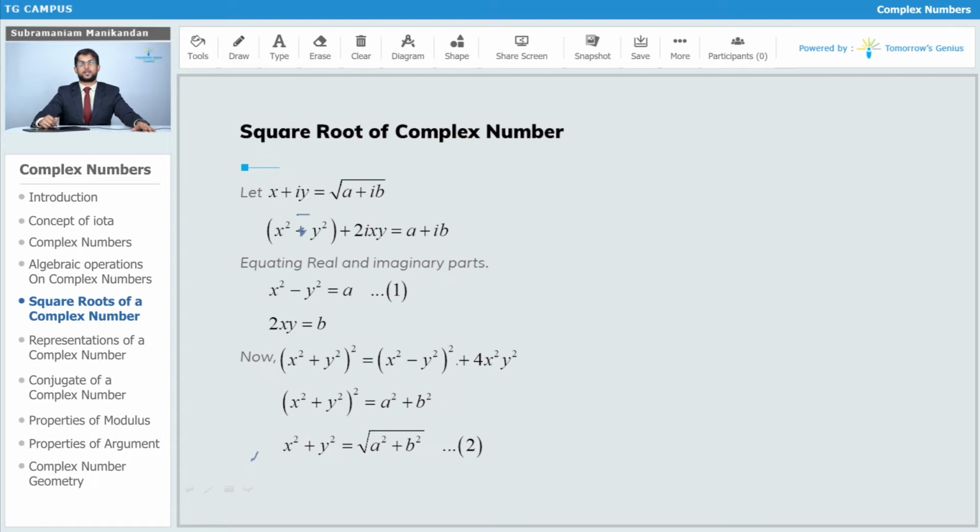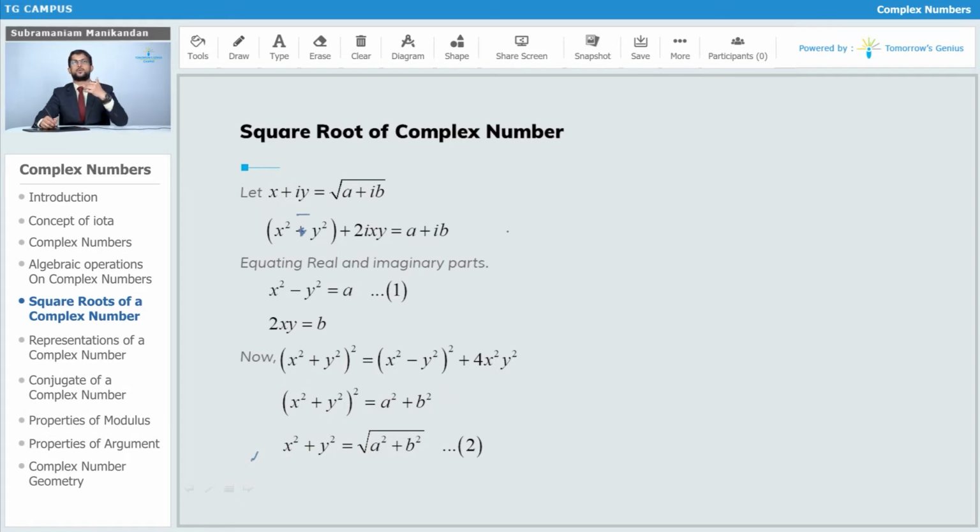So when we square both sides, we get x square plus y square the whole square is equal to x square minus y square the whole square, which is equal to a square, plus 4x square y square, which is equal to b square. So x square plus y square is going to be equal to the square root of a square plus b square. So now we have two equations. x square minus y square is equal to a, and x square plus y square is equal to root a square plus b square. So from this, how do we find x and y?